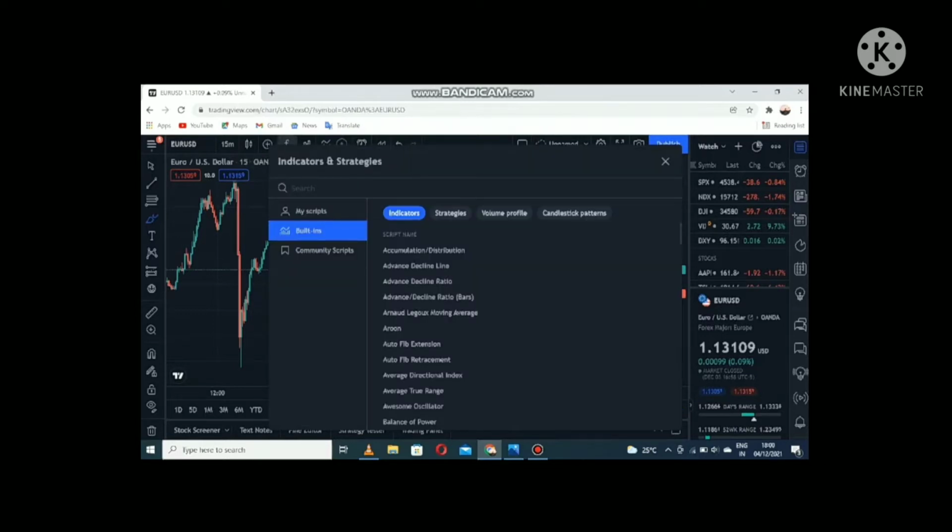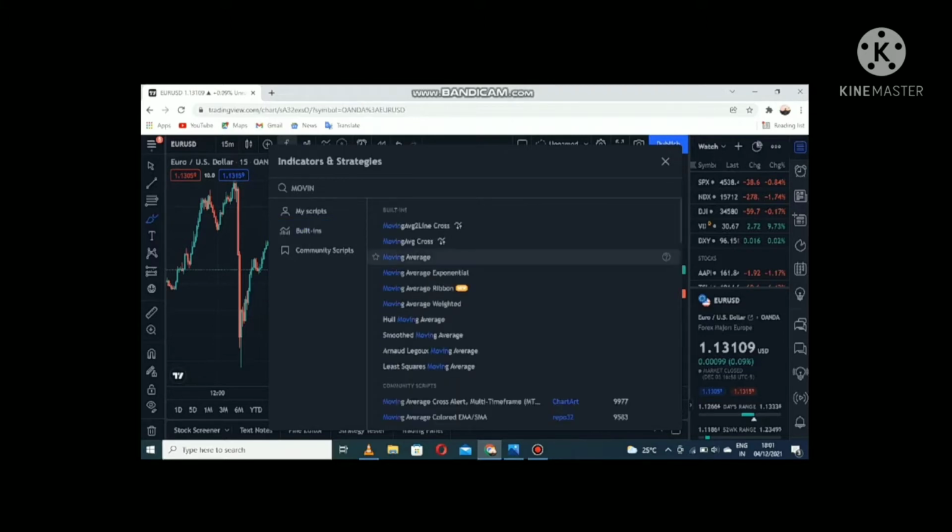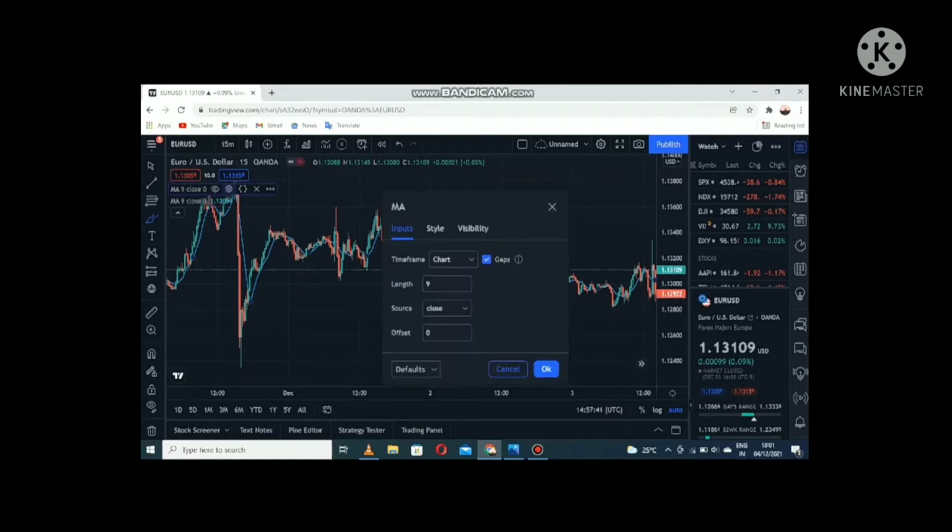So we go to indicators and strategies. We are going to look for the moving average. So we search for the moving average, and we click on it. That's the moving average. There are so many other indicators there. So we're going to go to settings. We're going to change the length to 20. It's gonna be on close, and that's our style. So that's the setting.